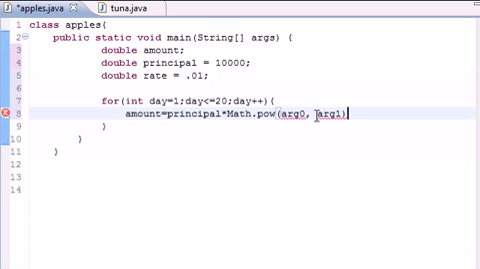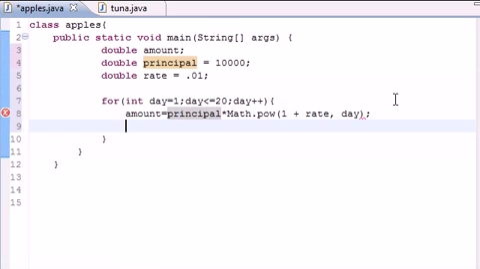So let's go ahead and add those arguments right here. The first thing, what's in the parentheses, is 1 plus rate. And what do you want to give the exponent? Year. Or let's see what it was, day actually. So now we have amount equals principal, which is 10,000, times 1 plus 0.01 to the day, and that day is going to loop. So now all we have to do is print this out on the screen.